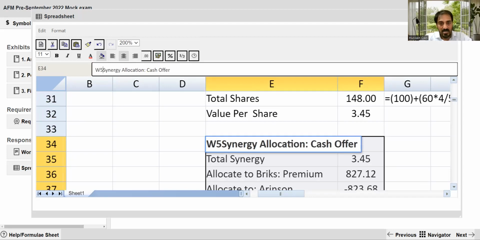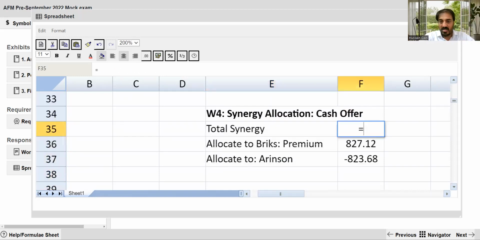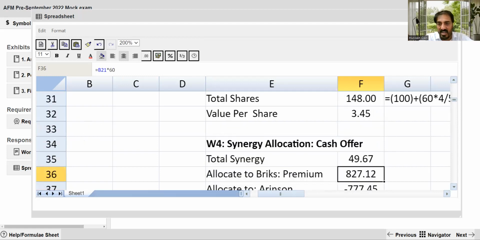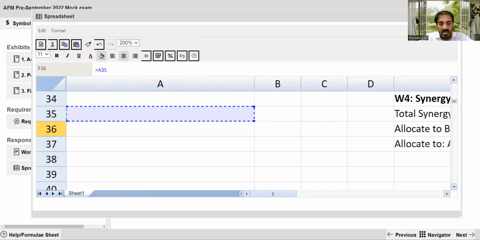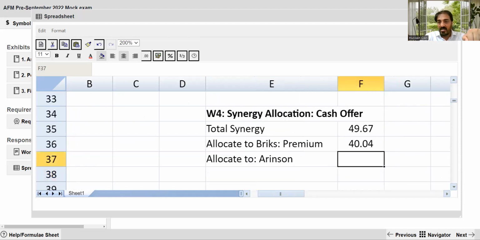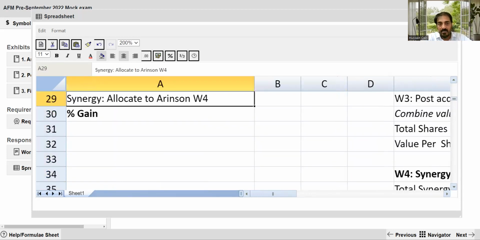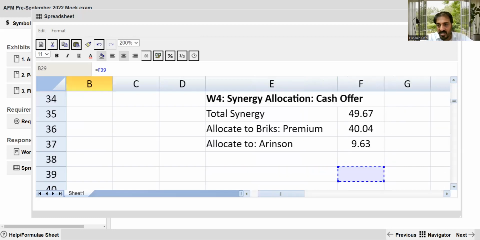Working for total synergy: 49.67, allocated to BRICS. Here for BRICS we are offering 0.67 per share, multiplied by 60 million shares. So out of 49.67, if you provide 31% of the synergy, a major portion allocated to them, the remaining for Aronson is 9.63.